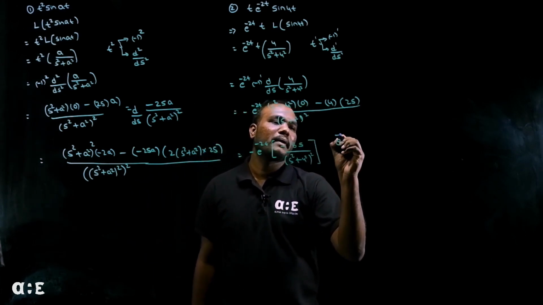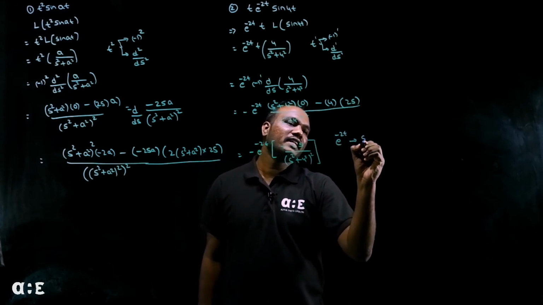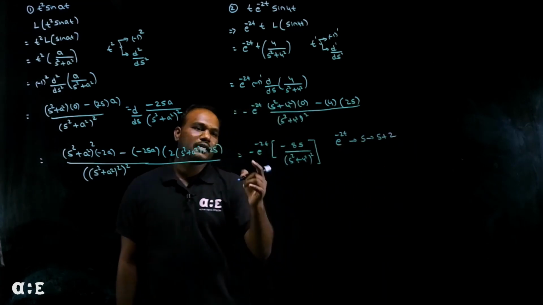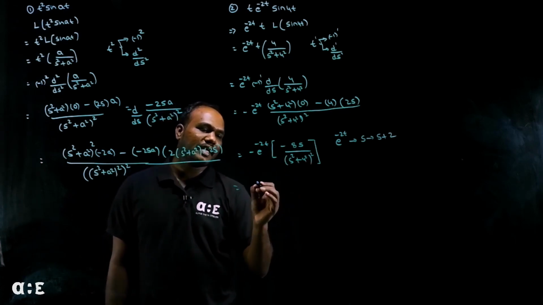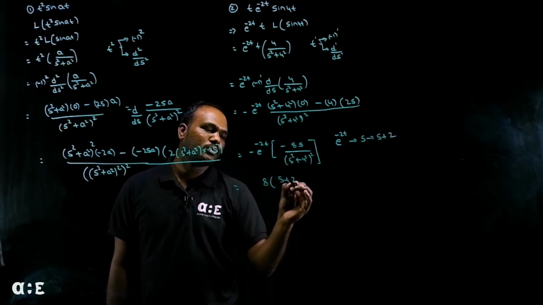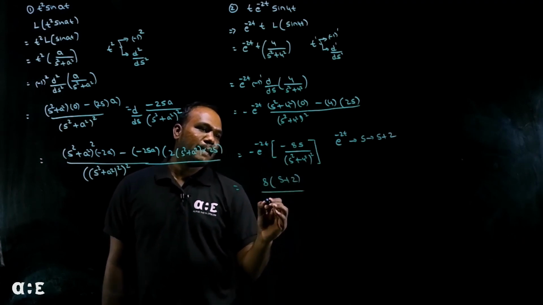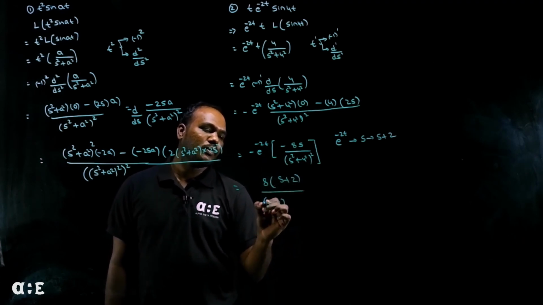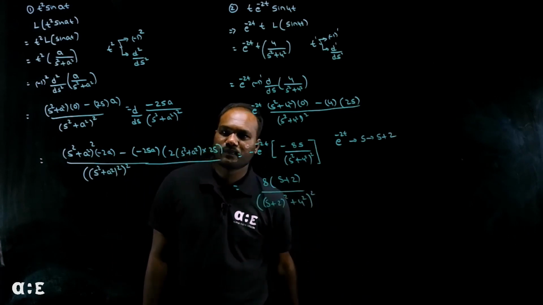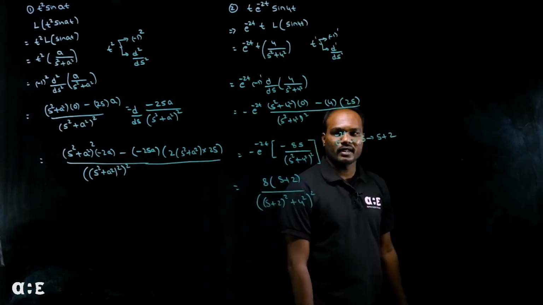How do we eliminate e power minus 2t? In place of s, I need to substitute s plus 2. So what I'll get, minus into minus is plus, so I'll just write down 8 into, in place of s, what I substitute? S plus 2 divided by (s plus 2) whole square plus 4 square whole square. Was that simple? Yes, it is.